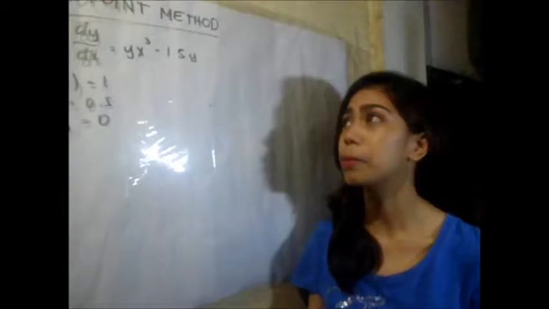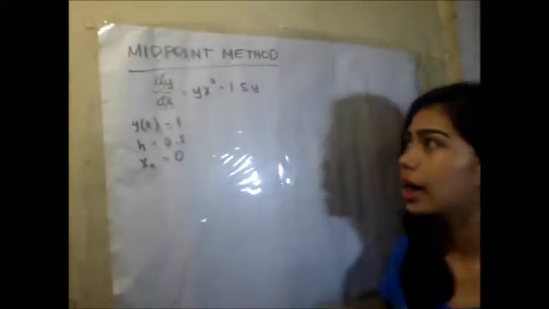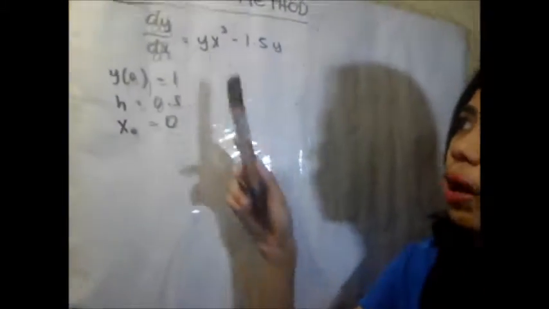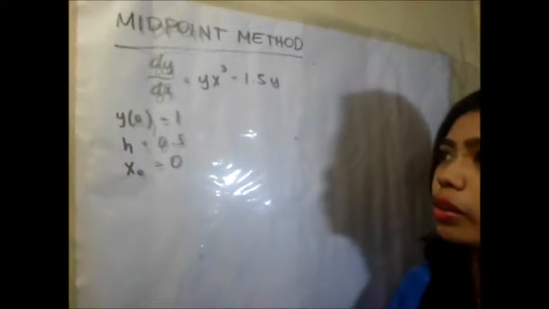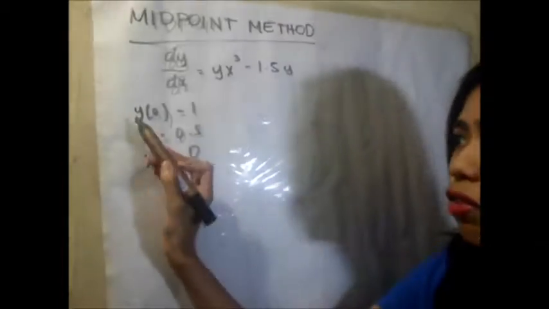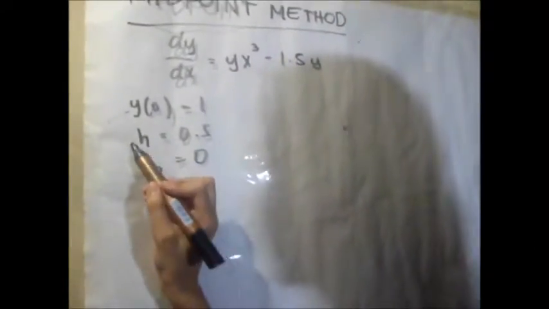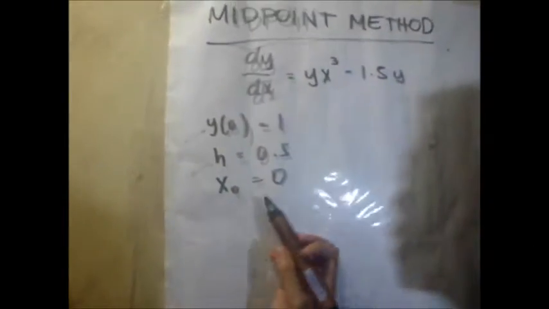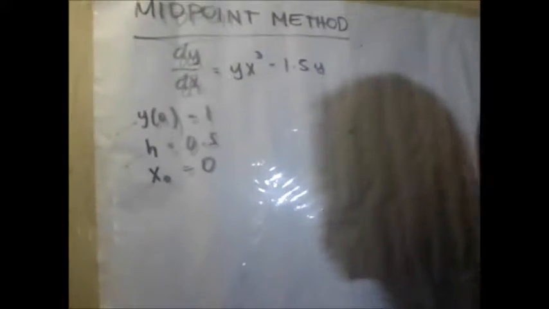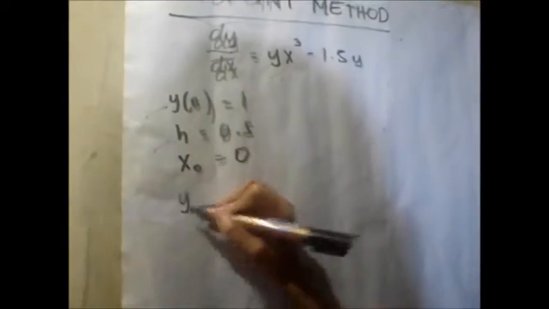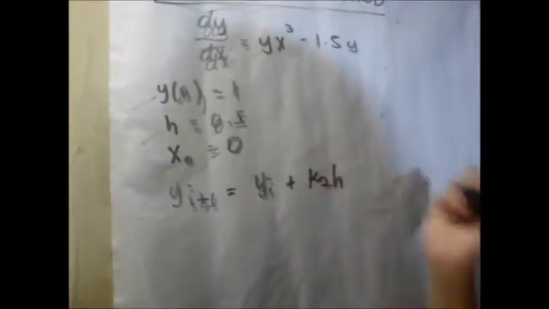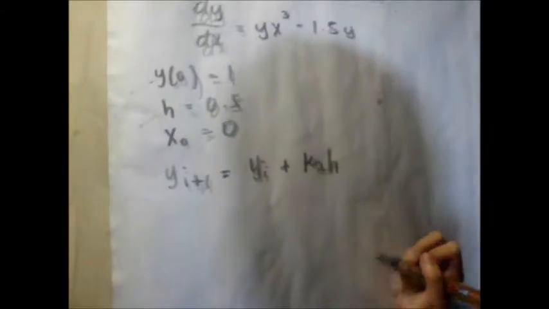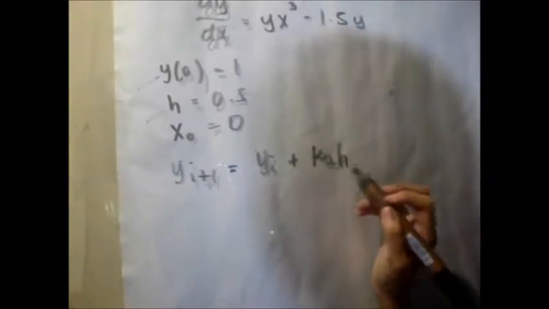So our next topic is about the midpoint method. Again, we have the given of dy over dx is equal to y times x raised to 3 minus 1.5y. Again, we have the given of y sub 0 is equal to 1, the h or the step size is 0.5, x sub 0 is 0. In this kind of method, the general formula is y sub i plus 1 is equal to y sub i plus k2 times h. So, again, we need to find the k1 in order to find the k2.